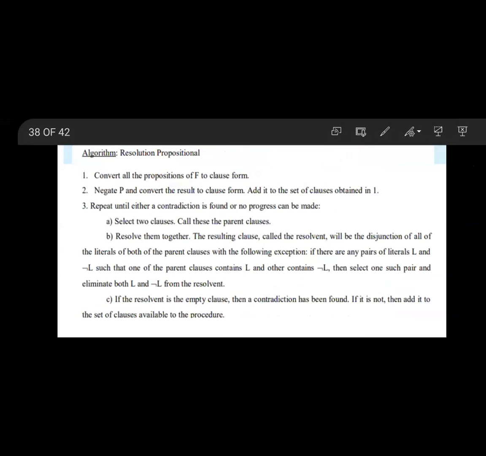Resolution refutation in propositional logic. Here is another simple method that can be used in propositional logic to prove a formula or derive a goal from a given set of clauses by contradiction: the resolution refutation method.